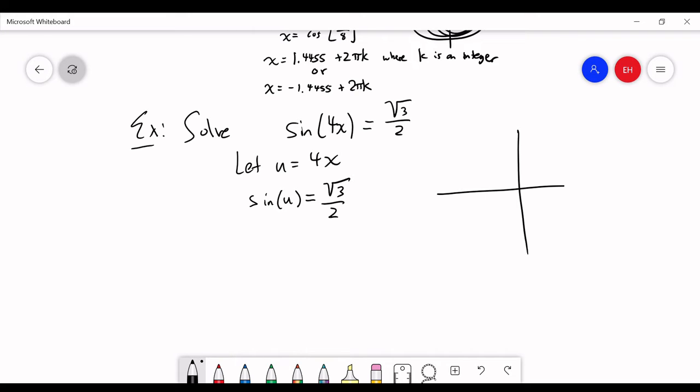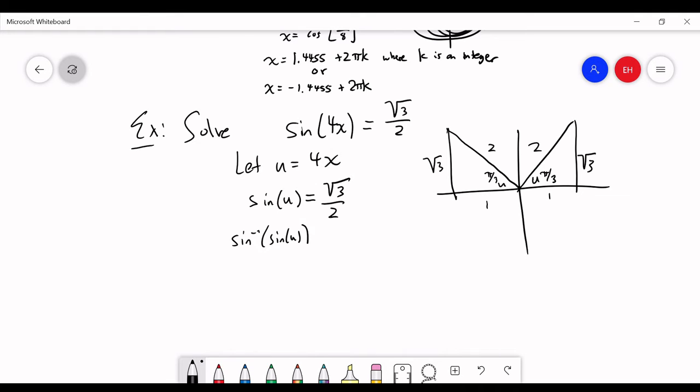All right, so I'm finding this angle u, so I will sketch my reference triangle. Sine is positive in quadrants 1 and 2 because sine is the y coordinate, and those are the two quadrants where y is positive. Since sine is opposite over hypotenuse, I label the triangle and I see that this is our 30, 60, 90 with the side opposite root 3 being the pi over 3, or 60 degree, angle. So I have my two answers there. I'll use the inverse sine on each side here. So I've got two answers.